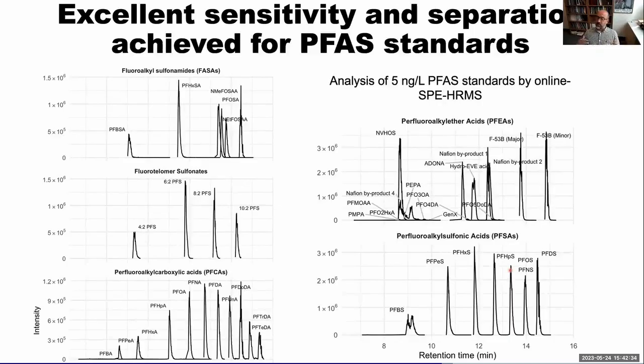We've actually tested it, even though we use this method primarily for non-targeted analysis. We can also do quantitation. And so this is an example of a 5 part per trillion PFAS standard mix using this method. And you can see we're way above our detection limits. Typically, we're down in the tens to hundreds of parts per quadrillion for our sensitivity using this method.